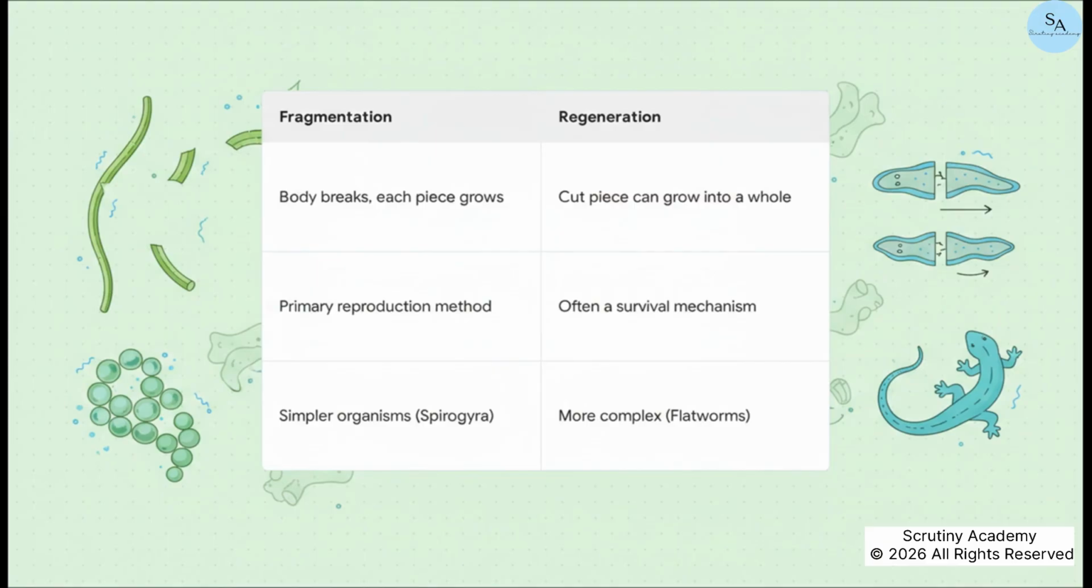Think of it like this. Fragmentation is the plan. It's a natural, primary way for that organism to reproduce. But regeneration, that's more of a survival superpower. A flatworm can regrow its entire body from just a tiny piece, sure, but it's the same power that lets a lizard regrow a lost tail. So while regeneration can lead to making a new organism, its main job is often just about repair.